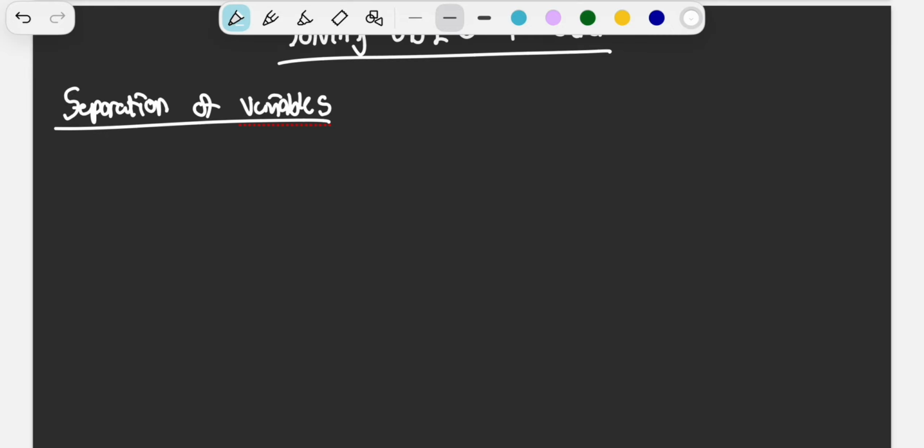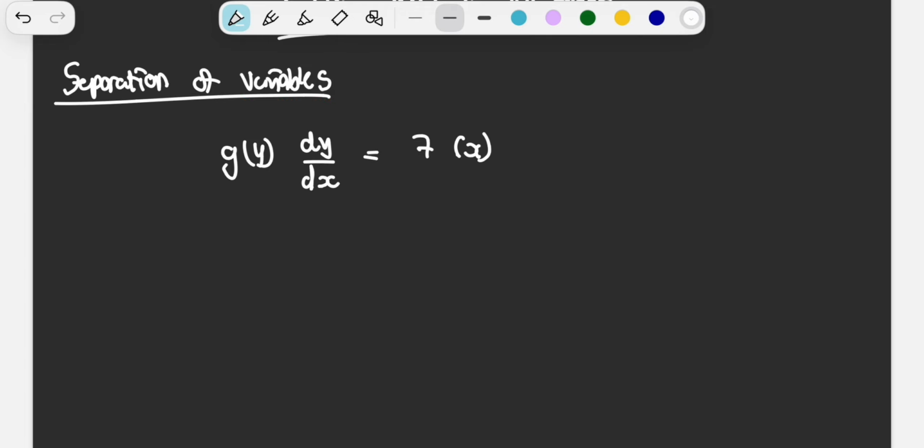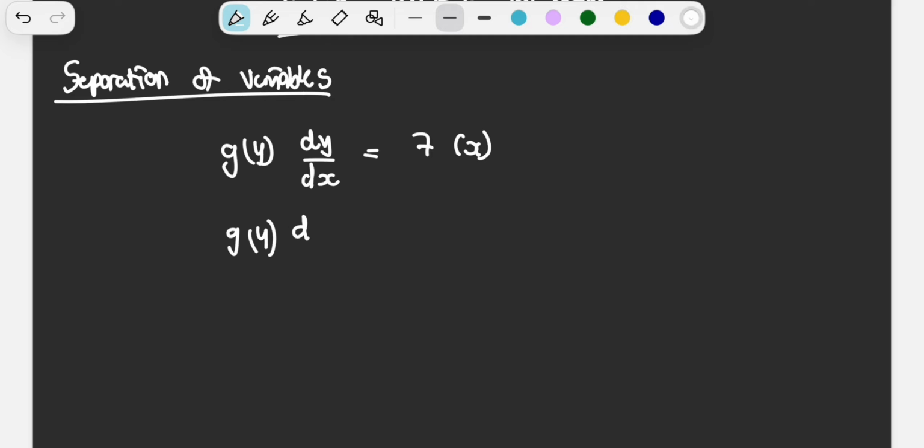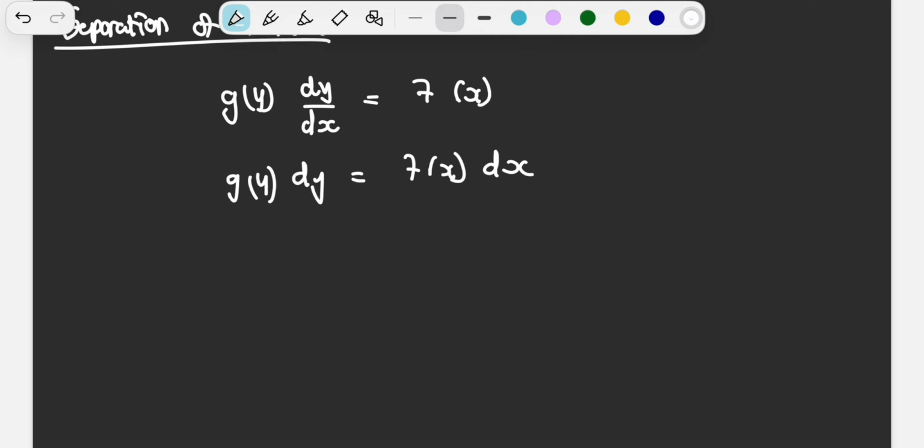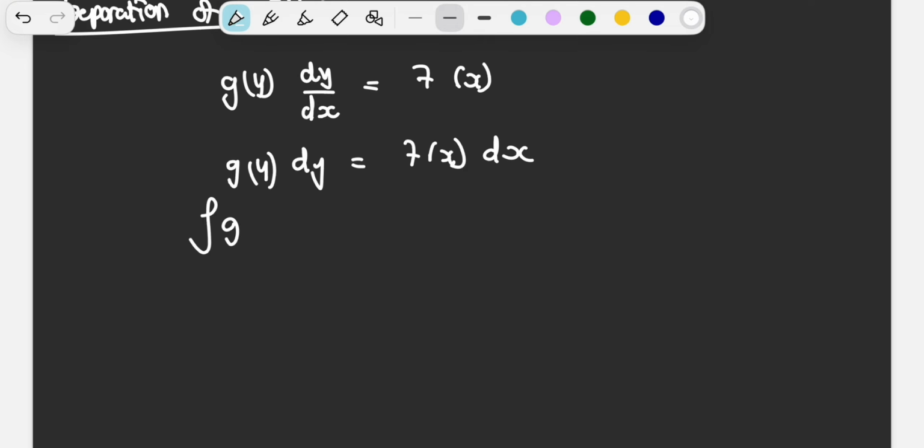So you can have an ODE that can be written in this specific form, like so. What this means is basically you have a function of y on one side and a function of x on the other side. You can basically separate and put dx on the other side. So you can have this specific form, f of x dx on one side, and then you can integrate both sides and basically you'll be done.